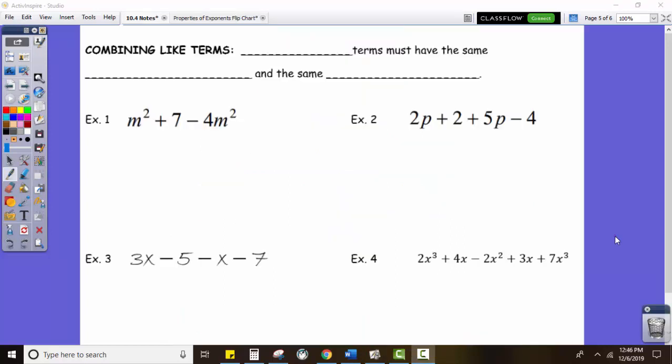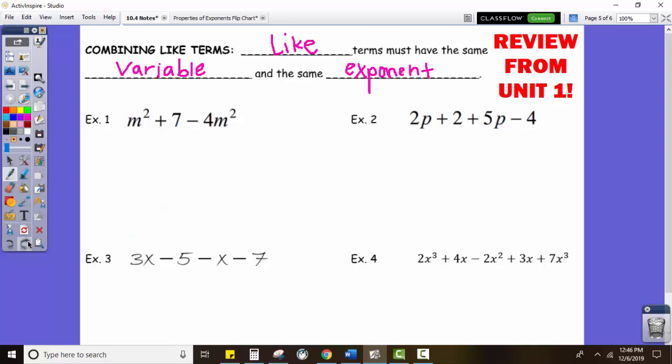Okay, and the last property that we're going to look at today is adding and subtracting with exponents, which is actually a big review from chapter 1 as well as 7th grade math. So combining like terms. Like terms must have the same variable and the same exponent. Okay, so this is a giant review from chapter 1. If you remember the Zonkies, that's part of those like terms.